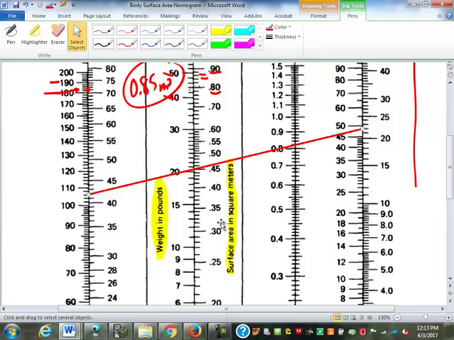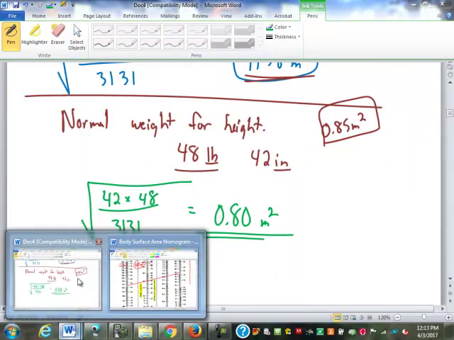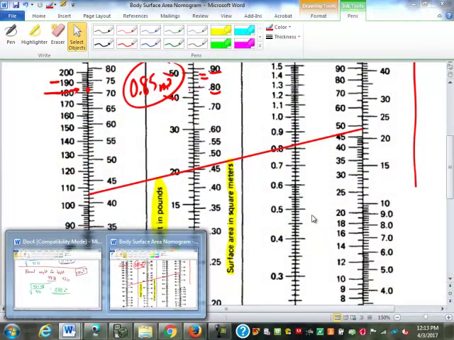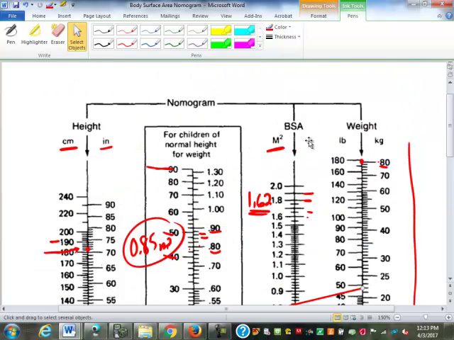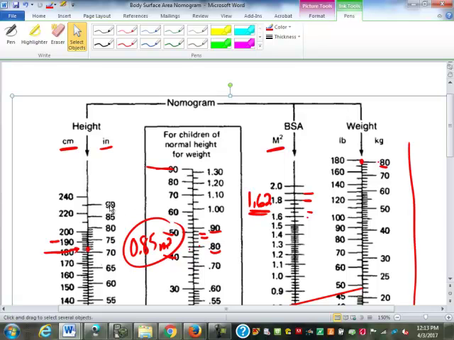So that nomogram is actually giving us a number between the formula and the estimate. But it is closer to our formula than the other table is. One of the ironies of this nomogram is the weight only goes up to 80 kilograms or 180 pounds, but the height goes up to 90 inches. I'm not going to be running into too many patients that are 8 feet or 7'6", hopefully.